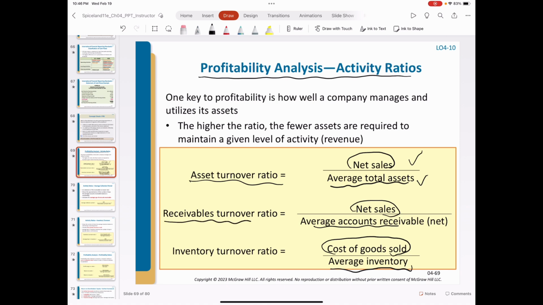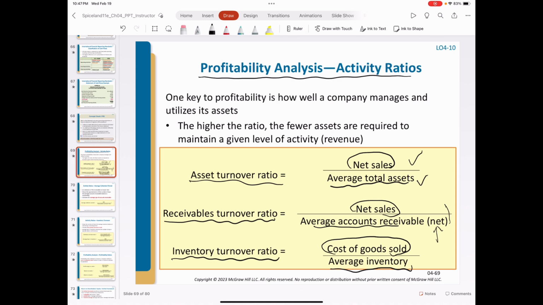For the receivable turnover, we just change the denominator by using the average balance of accounts receivable. So it represents the company's efficiency in managing its receivables. This ratio represents, for each dollar or each unit of accounts receivable, how much sales a company can generate. For sure, for these activity ratios, the greater, the better.